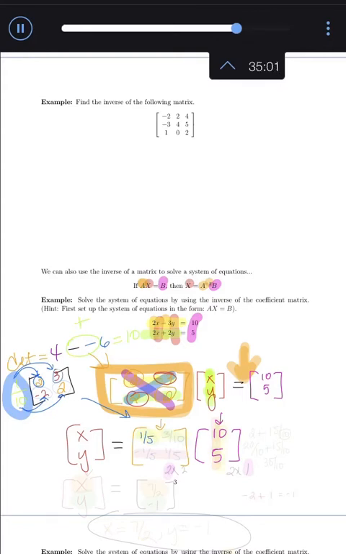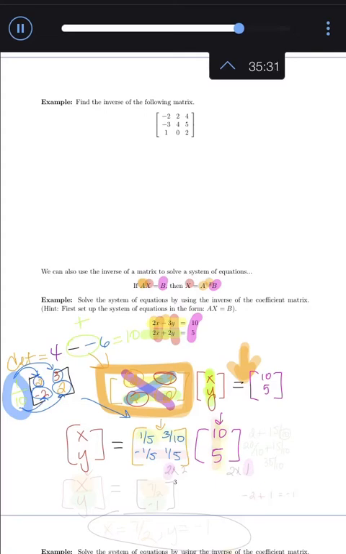The 1/10 times the 3 here will get us 3/10. The 1/10 times the -2 will get us -2/10, but that reduces to -1/5. And the 2 times the 1/10 gets us 2/10, which again reduces to 1/5. So that's our inverse matrix. Now we've got to take that inverse matrix and multiply it times the constant matrix, and that will give us what our x and our y is.